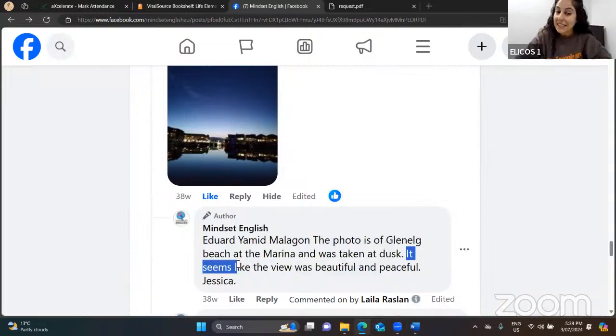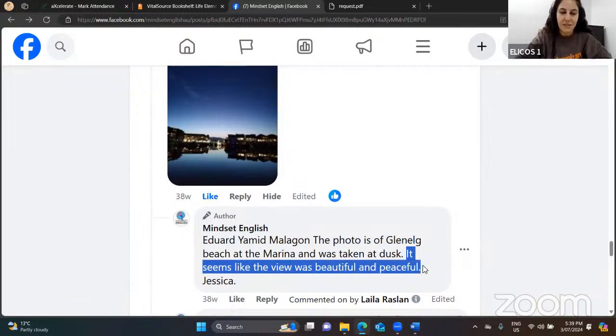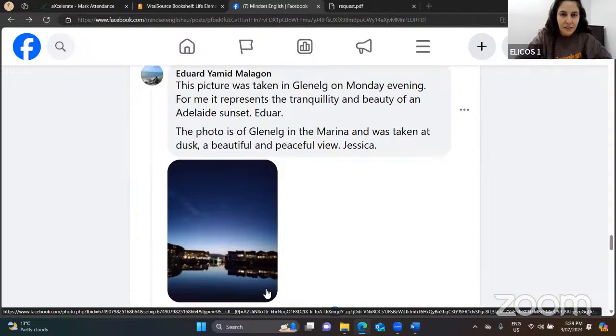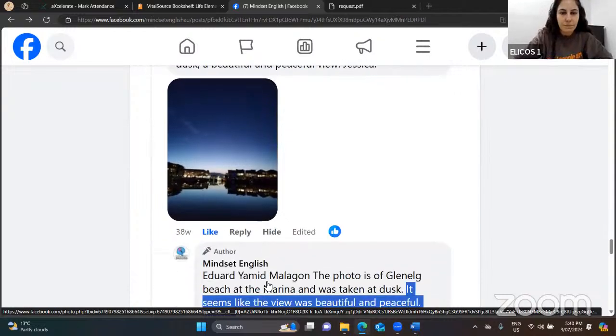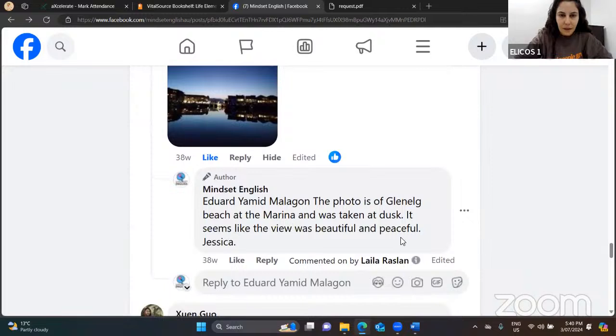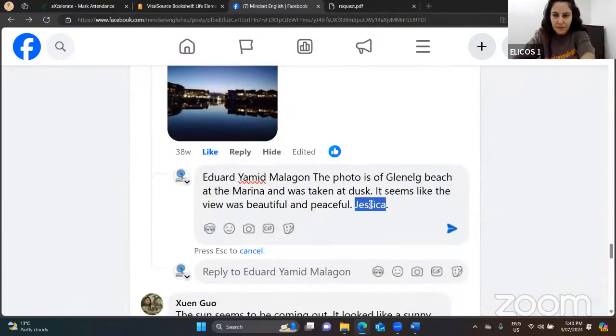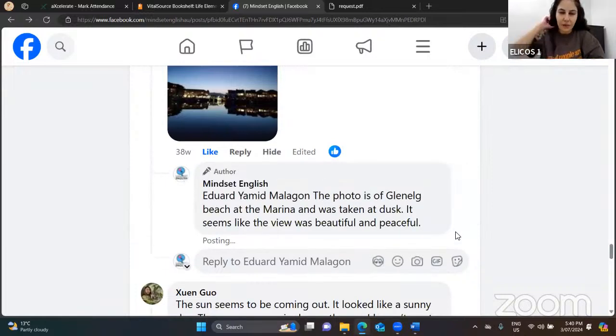Dusk. It seems like the view was beautiful and peaceful. I don't know why it has Jessica. Yeah, I'm not sure why it has Jessica at the end here. I think maybe they did it together, but I'll take off her name.